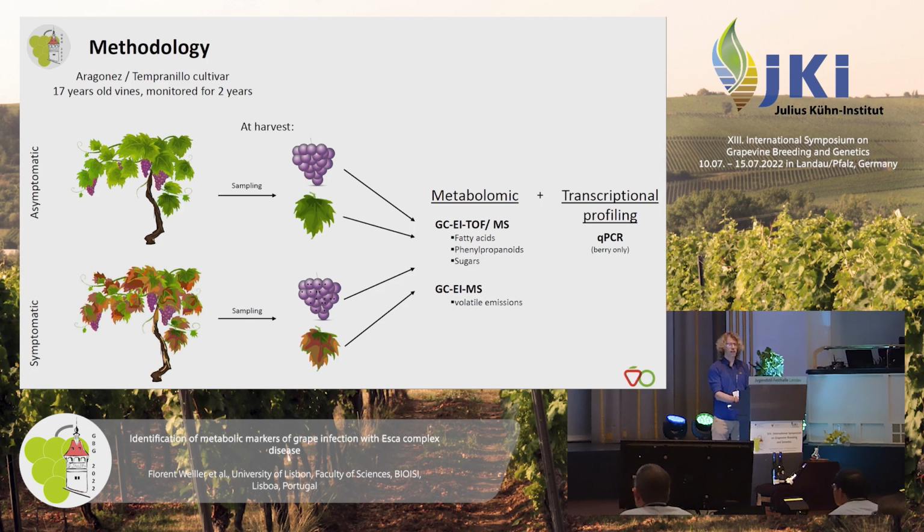We worked in a vineyard of the Aragonese cultivar, also known as Tempranillo, 17-year-old vines, which had been monitored for two consecutive years prior to the experiment for different fungal diseases. So we selected vines that were consistently asymptomatic and symptomatic, and sampled both grapes and leaves of the different plants at the harvest stage. Samples were then analyzed for metabolomics using different gas chromatography techniques, and we also performed transcriptional profiling using qPCR.